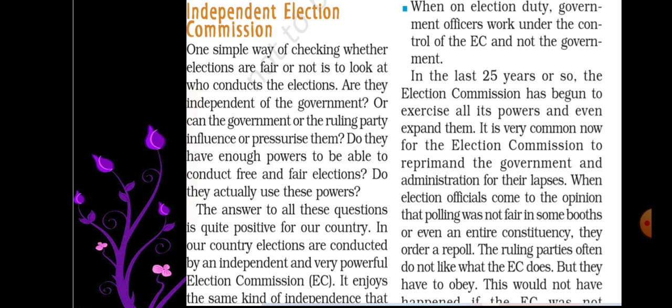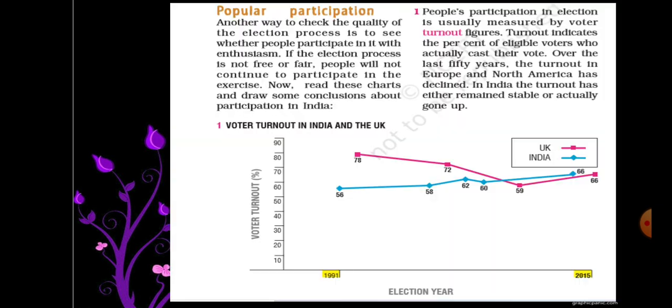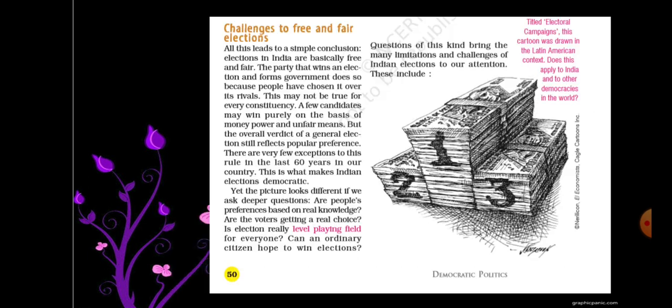Then here is the graph. Here we can see the voter turnout and the election year. So there is a gradual increase in the participation of people in the election related activities. Mostly the rural people have more interest in these activities.